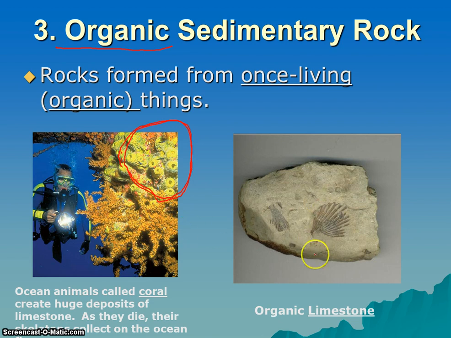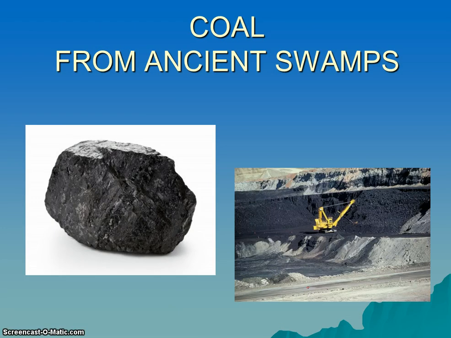And here's an example of an organic limestone, and you can see the fossil in it right here, the shell fossil. So whenever you see fossil in a rock, you know that that rock is a sedimentary rock, and it is an organic sedimentary rock. Now sometimes we also have sedimentary rocks that form from plants. Coal is a big example of a sedimentary rock that formed from a plant. They are from ancient swamps.